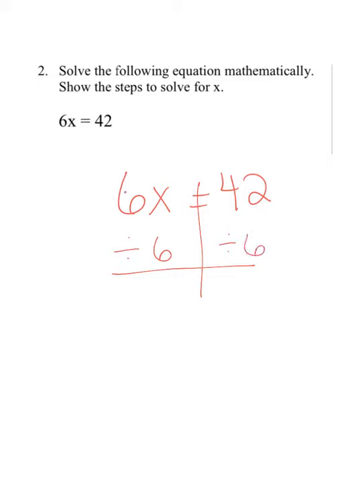And what we do to one side, we need to do to the other. So 6 divided by 6 makes 1. So we have 1x, which equals, and we know 42 divided by 6 is 7. And we can check our work by plugging that back in. So 6 times 7 equals 42. Yes, we know that 6 times 7 does equal 42.